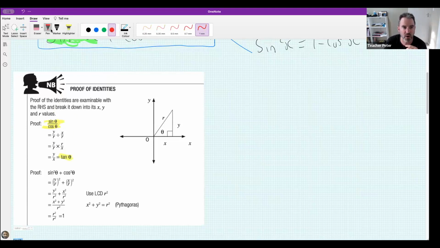And all it involves is using the definition of sine of theta as y over r and cos of theta as x over r, and then doing some fraction stuff. And then the other identity that we're going to be focusing on today is that sine squared theta plus cos squared theta is equal to 1. And again, all we do is we put them into y's and r's and x's and r's, and then we add them together using the idea of a common denominator.